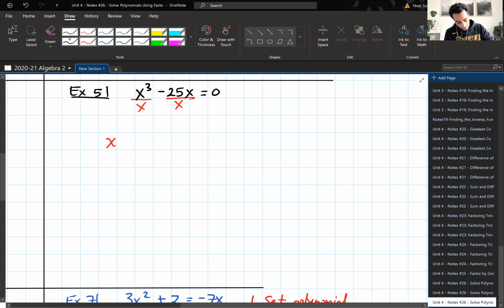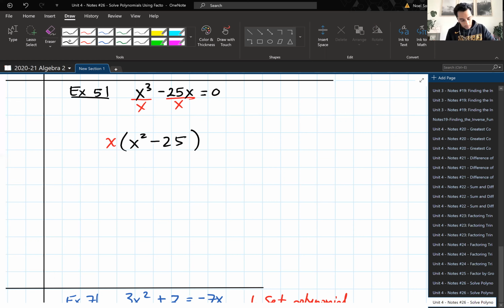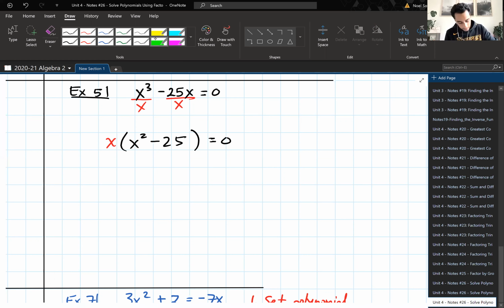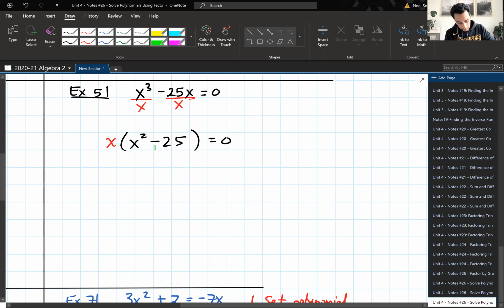And now we have x times x to the third divided by x gives us x squared. And 25x over x is just 25. Okay, this is still equal to 0. What do we know about x squared minus 25? What do we call this type of polynomial?